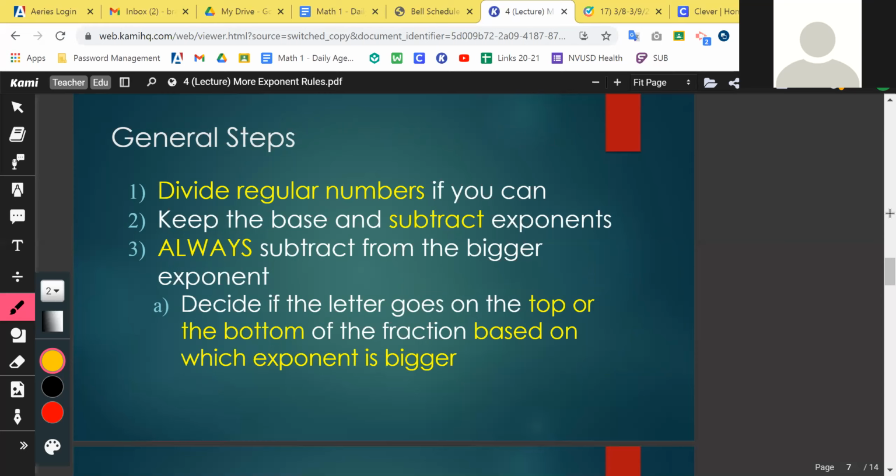So for each term, we're always going to decide, okay, does the term go in the top or the bottom, in the numerator or denominator? And it's always based on which exponent is bigger. Okay, so let's look at a couple examples.